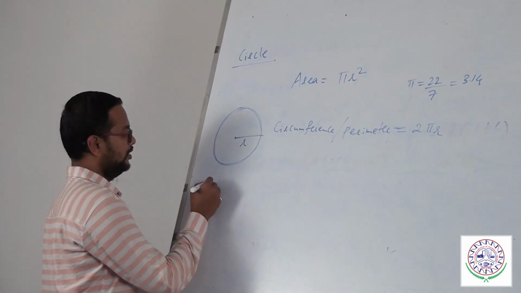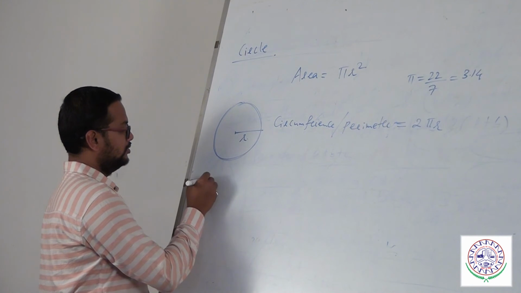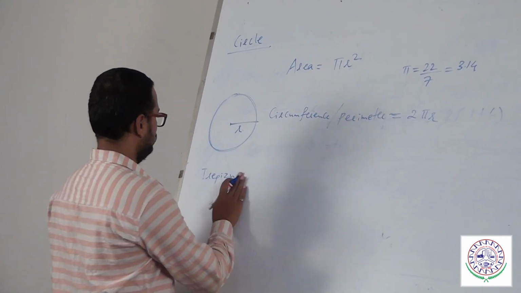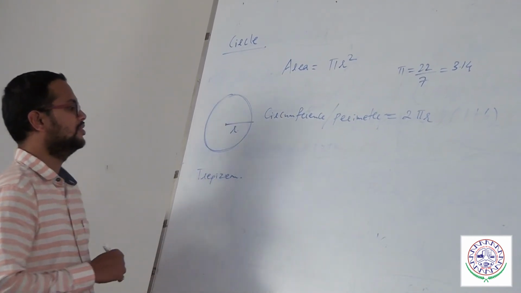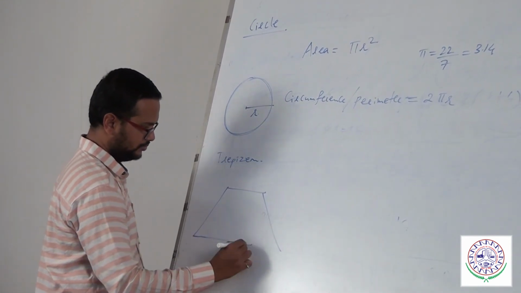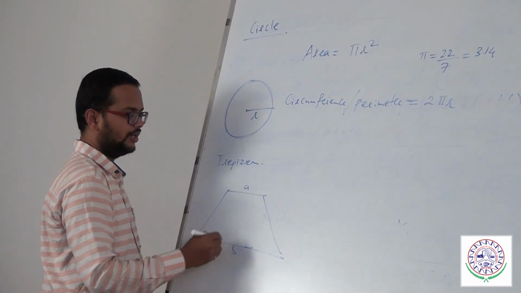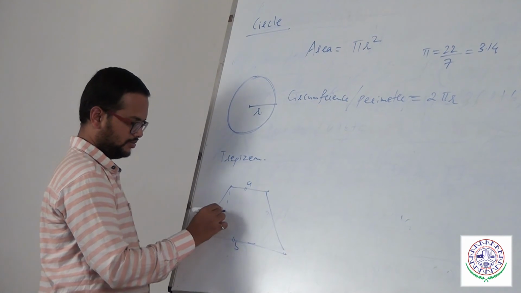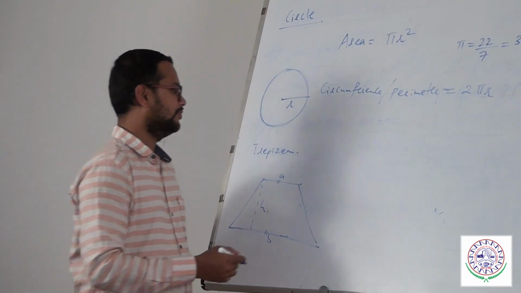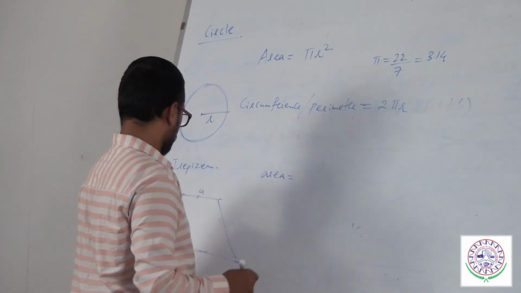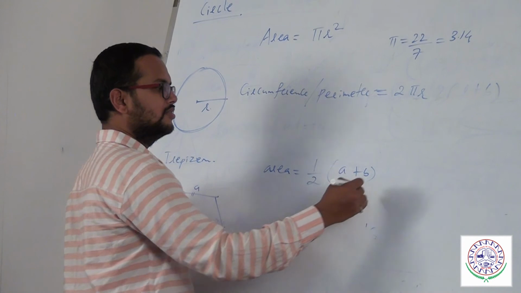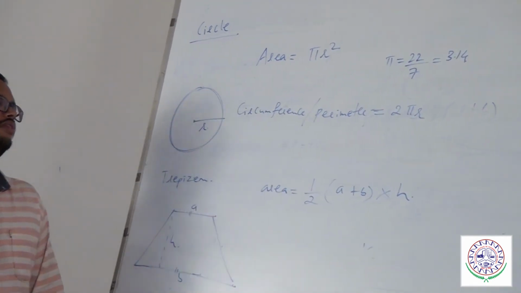Suppose we take a trapezium. In a trapezium, this A and B are always parallel, and this will be the height, but these two sides are not parallel. At that time, the area will be half into the sum of the parallel sides into the height.